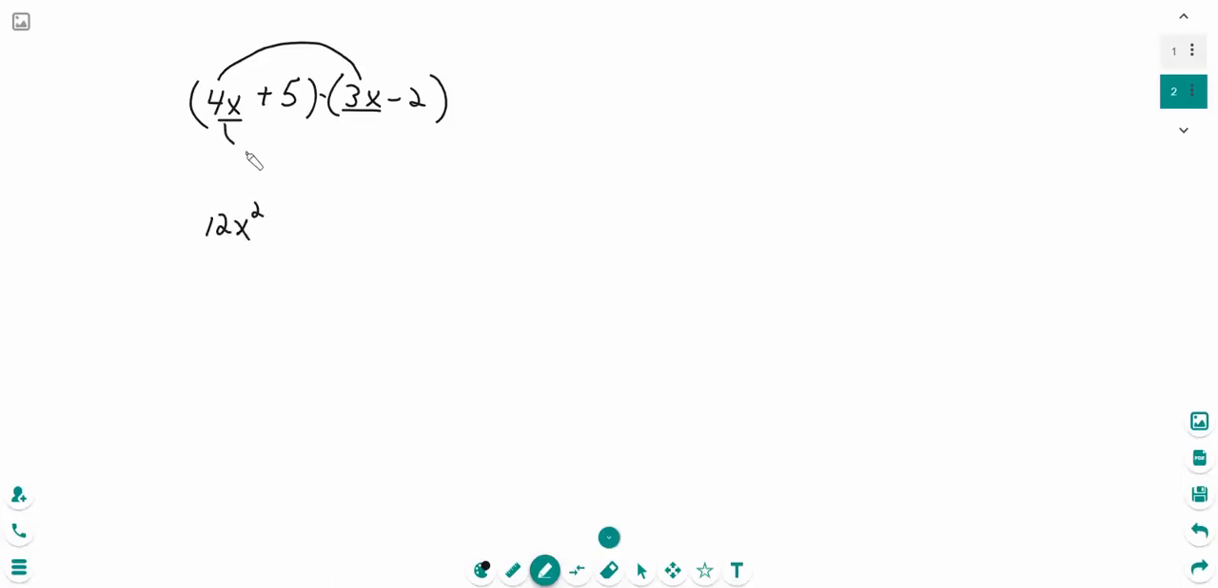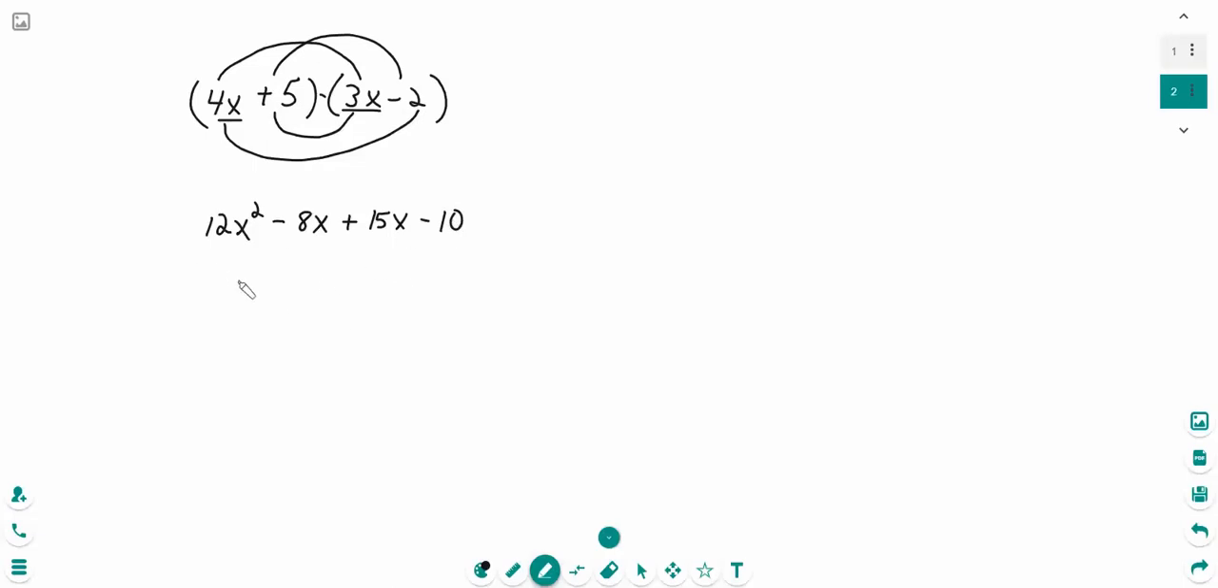FOIL, the outside is next. So the outside, we end up with a positive 8x. Oh, excuse me, we don't end up with a positive 8x. I have a positive 4x. I'm multiplying that by a negative 2. Positive times a negative is a negative, so I have a negative 8x. Watch out for those signs. And then I have the inside. Positive 5 times positive 3x is going to be a positive 15x. Then I have the last. Positive 5 times a negative 2 is a negative 10.